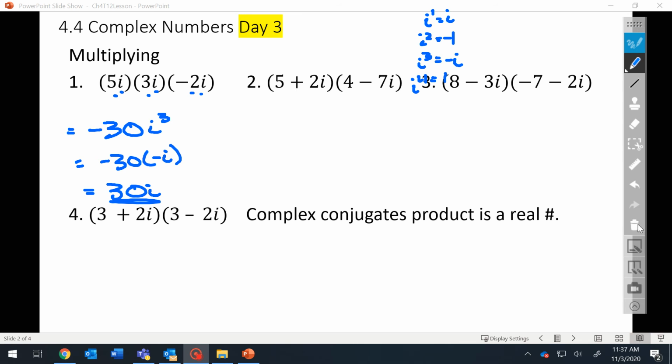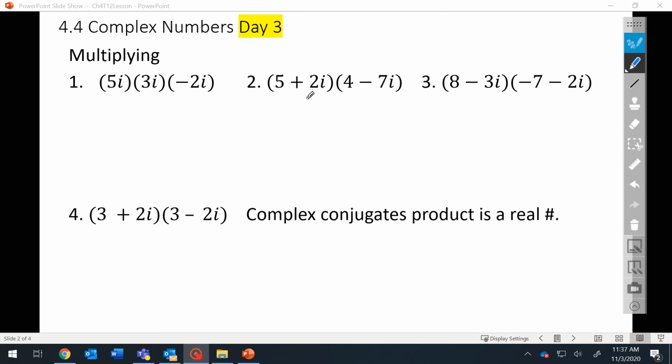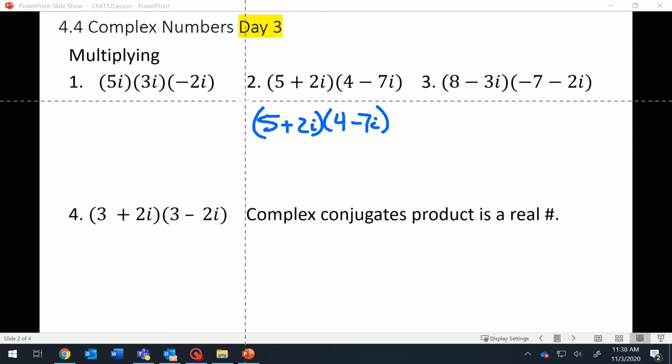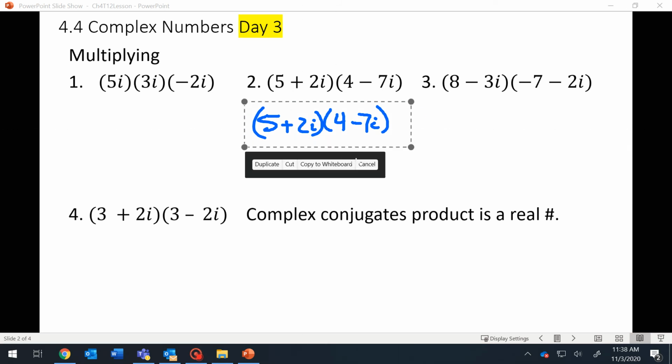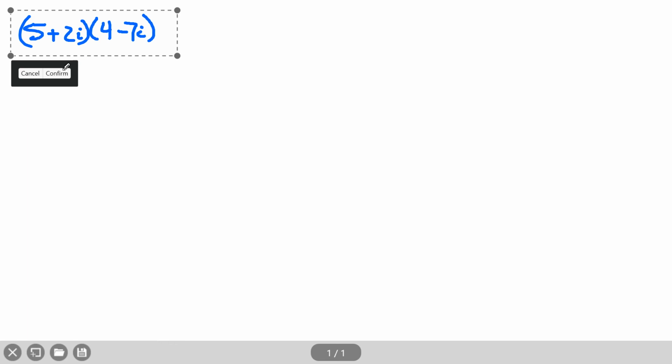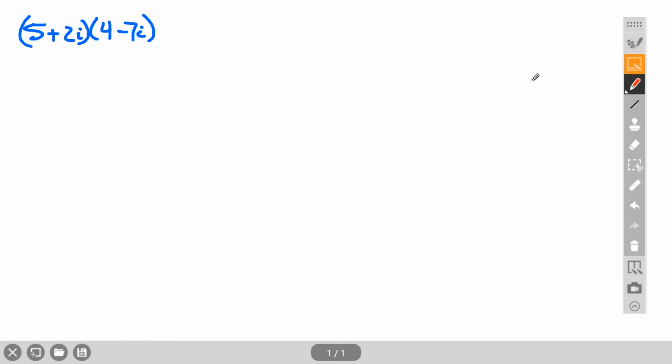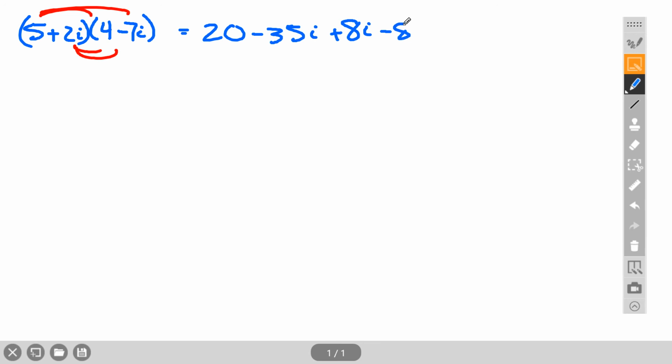Alright, now number 2. Number 2 is 5 plus 2i times 4 minus 7i. So what we're going to do here is use the distributive property. So to use the distributive property, we're going to multiply the 5 by each of these, the 2i times each of these. And then we'll simplify as we go. 5 times 4 is 20. 5 times negative 7i is negative 35i. 2i times 4 is 8i, and 2i times negative 7i is negative 14i squared.